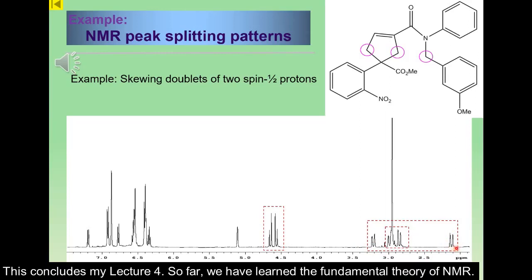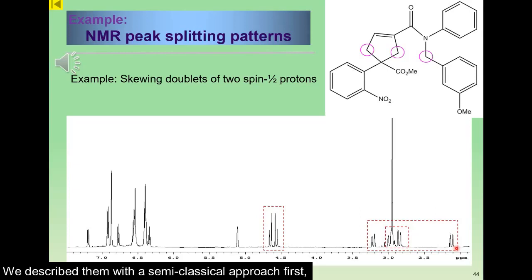This concludes my lecture 4. So far, we have learned the fundamental theory of NMR. We described it with the semi-classical approach first, and then the quantum mechanics approach. As you can see, I have tried to speak slowly and clearly so that you can follow me and absorb the contents relatively easily.